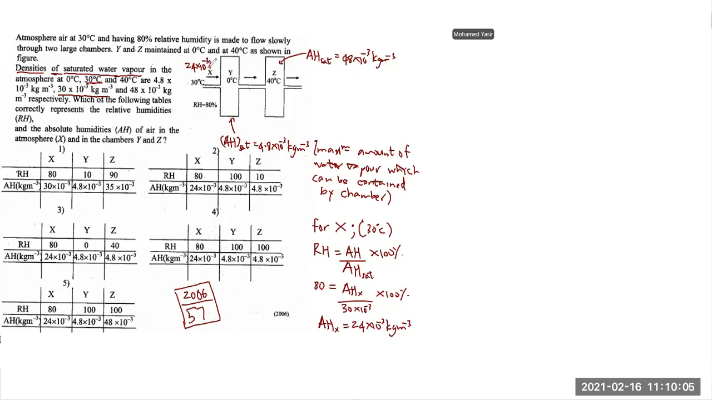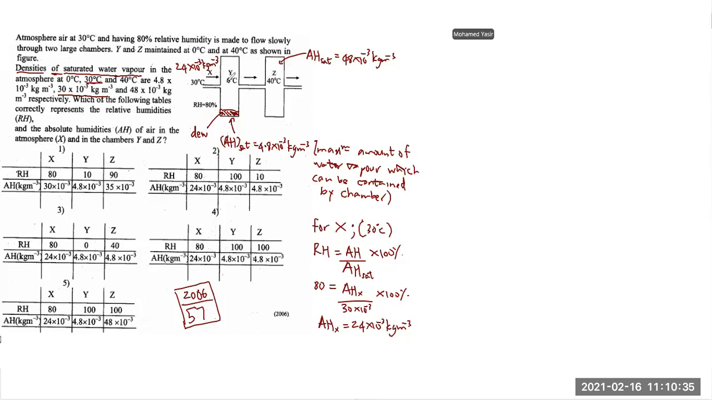Is there a problem or not? There is an issue, no? What's the issue? It can only contain a maximum of how much? 4.8 into 10 to the power minus 3. But we are sending 24. So what will happen? Dew is going to be formed. Maximum of 4.8 into 10 to the power minus 3 can be here. The remaining will get condensed.